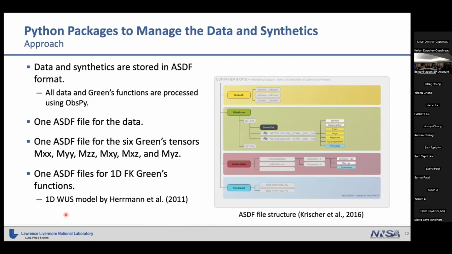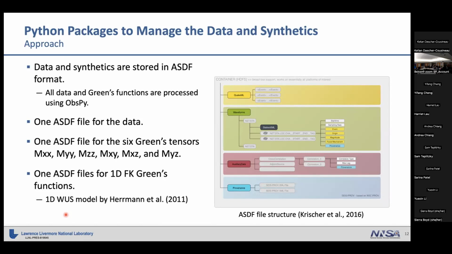So one of the issues that we run into with the full waveform, 3D moment inversion is trying to manage all the data and the synthetics. So what we do is store the data and synthetics all in the ASDF format, an HDF5-based format. All the data and Green's functions are processed, and we use the Python library ObsPy to do all the processing. So we have different HDF5 files for the data and also for the Green's functions.